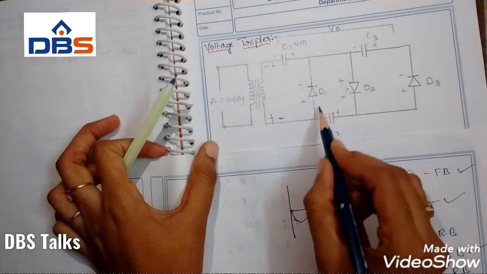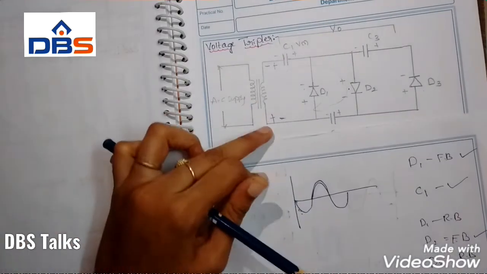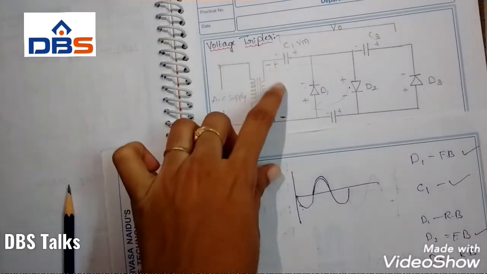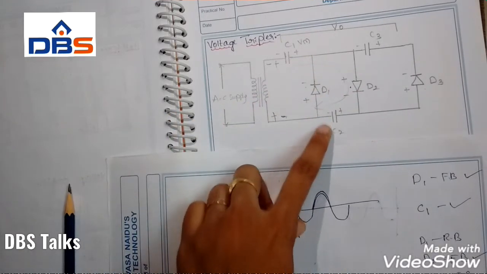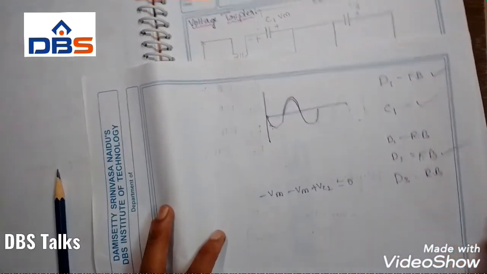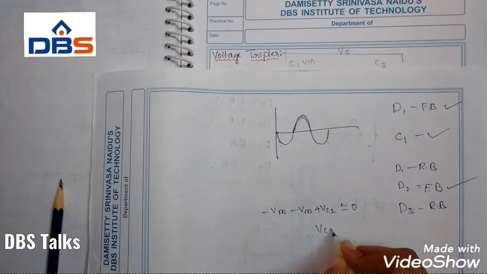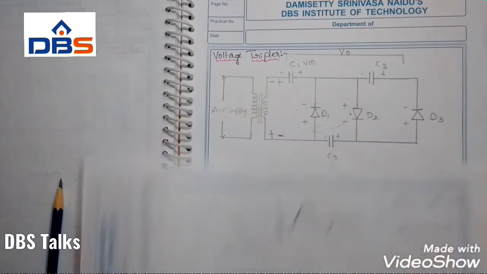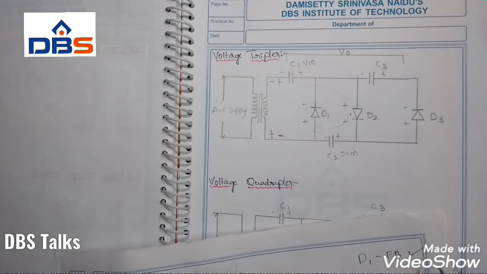Then the current flows through like this. If we apply KVL, then we will get, here we are having a minus Vm. So minus Vm input and here minus Vm and current flows through like this. I am assuming this as Vc2 is equal to 0. KVL means the sum of total voltages is equal to 0. Then Vc2 is equal to 2Vm. So the capacitor C2 will be charged up to 2Vm.